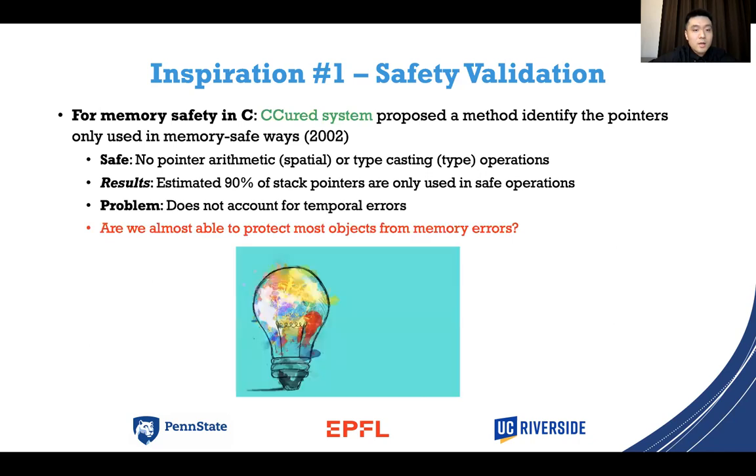However, it does not account for temporal errors, and its classification is too conservative. For example, accessing an array within bounds needs pointer arithmetic, but is actually safe. The over-approximated number of unsafe pointers leads to redundant runtime checks, and thus could lead to high runtime defense overhead.